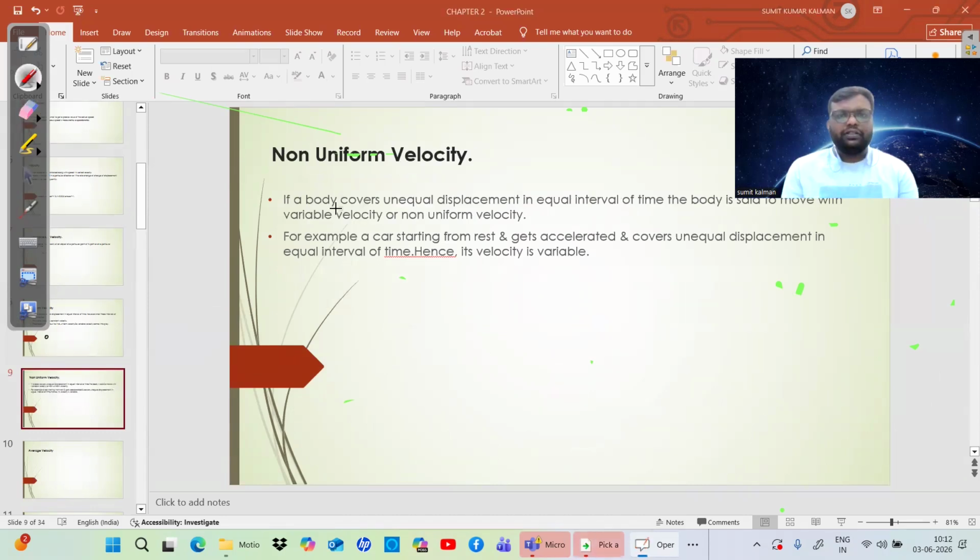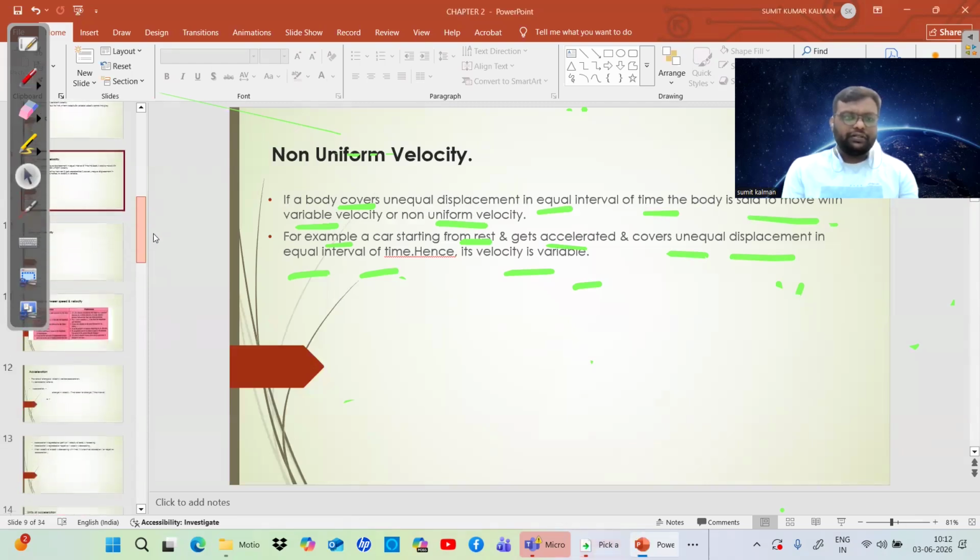Non-uniform velocity. If a body covers unequal displacement in an equal interval of time, then the body is said to have variable velocity or non-uniform velocity. For example, a car starting from rest gets accelerated and covers unequal displacement in equal intervals of time, so its velocity will be variable. So this is all about variable velocity.